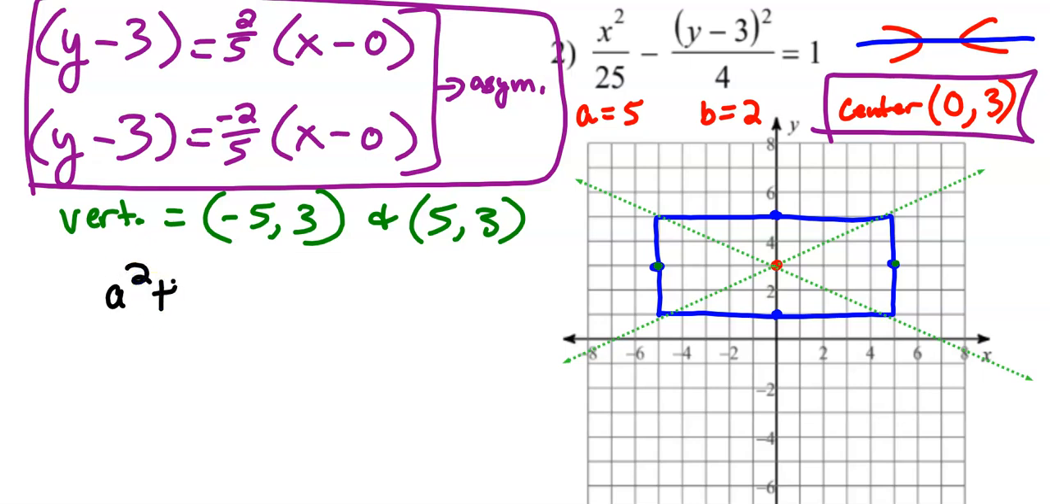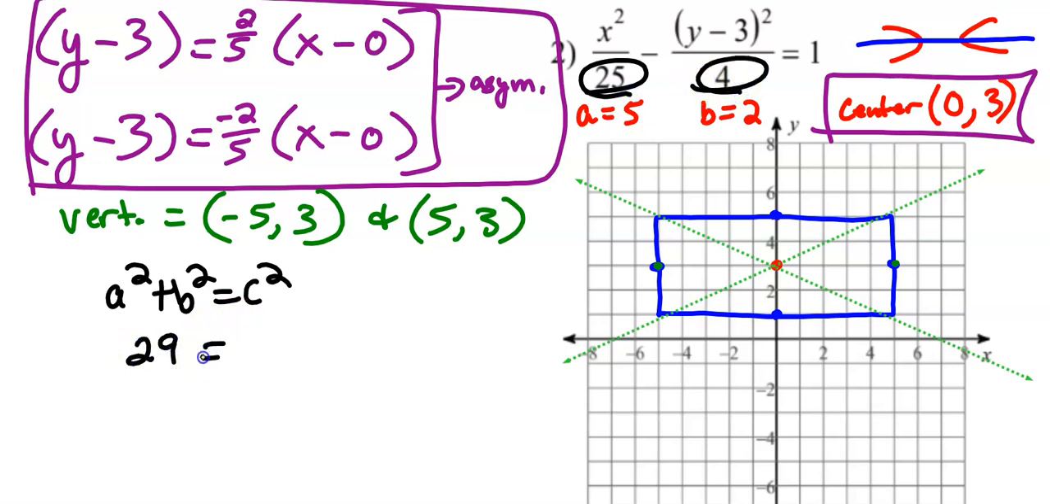To find the foci, that's when we got to do our little bit of equation work here. We have a squared plus b squared equals c squared. We know a squared is 25, b squared is 4, so adding those two, we get 29 equals c squared, where c equals the root of 29. Now, I'm going to add that to the center, and because it's a horizontal transverse axis, I must go to the right c amount and to the left c amount.